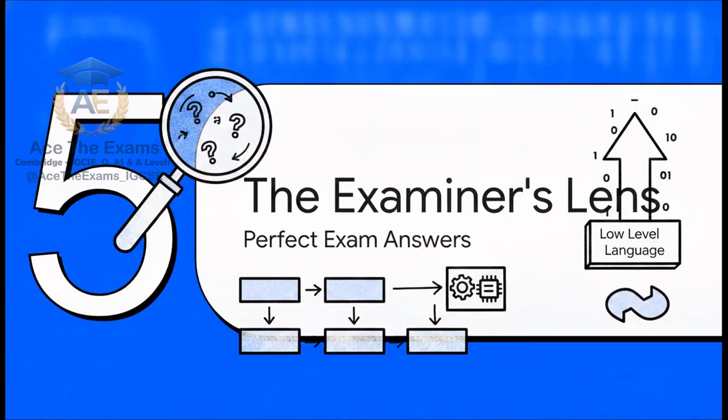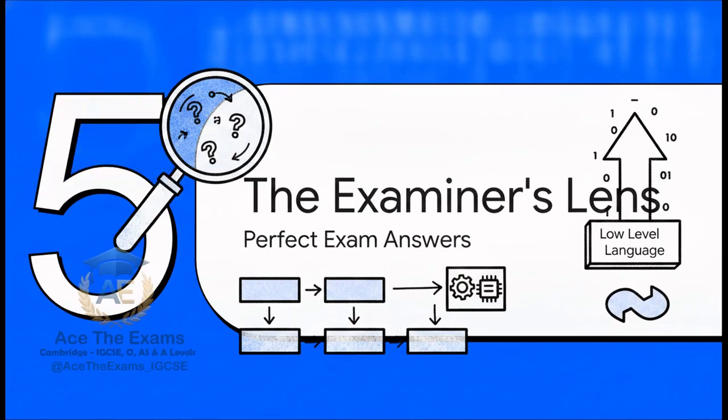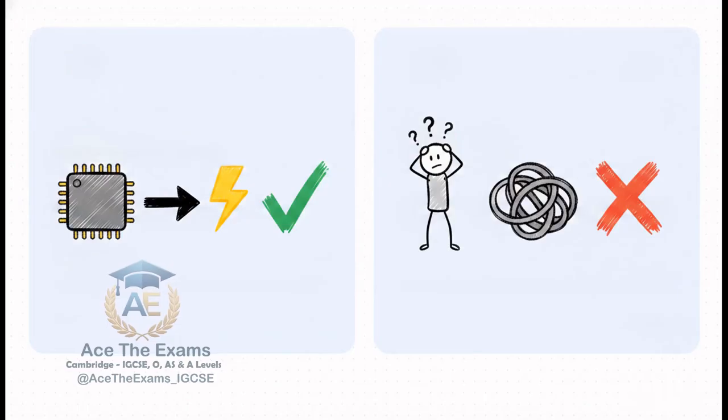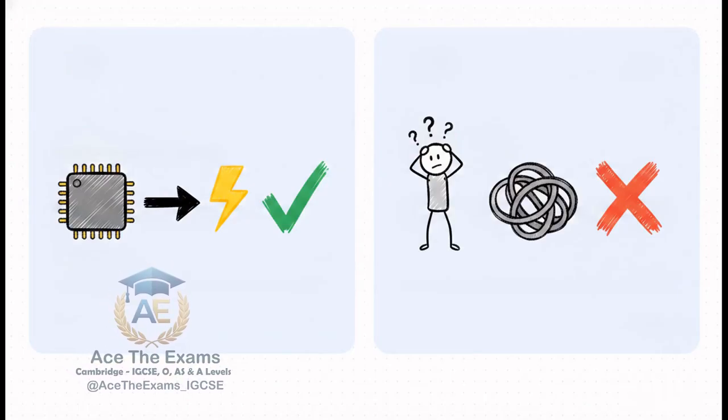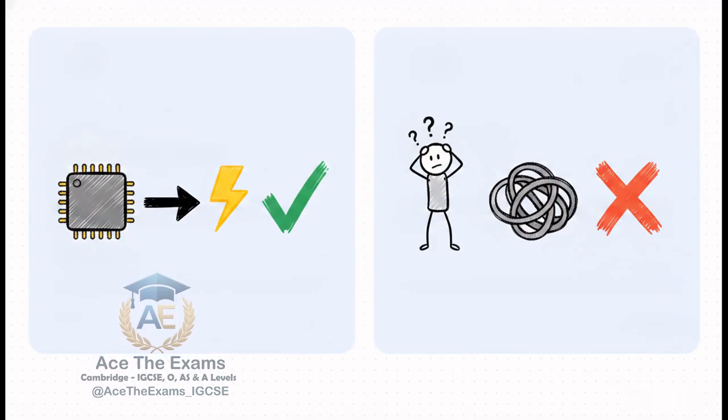Section 5. The examiner's lens. Let's bring everything we've learned together by looking at one of the most difficult question types on the paper, justifying the use of a low-level language. The exam question asks why a programmer would choose to write a program in a low-level language today.